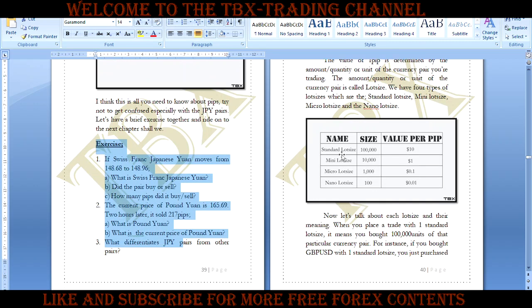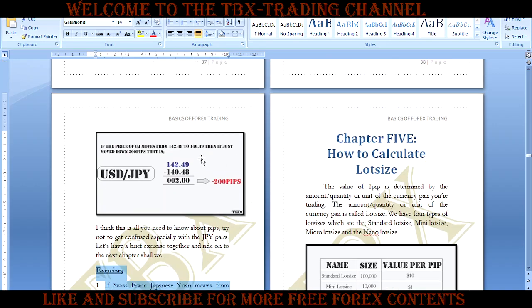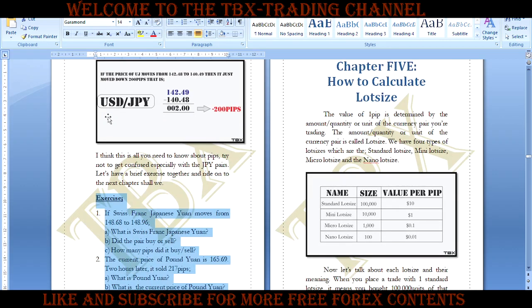So, for instance, let's look at the types of lot size. We have the standard lot size, that is when you are buying 100,000 units worth of that currency pair you are buying or selling, and this is going to give you $10 per pip. So, for instance, this pair that moved minus 200 pips, if you had sold it, you'd have gotten $10 per pip. You should know that that's going to be a lot of money.